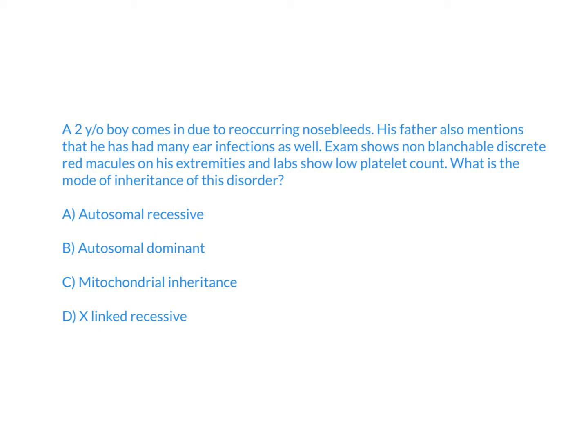A. Autosomal recessive. B. Autosomal dominant. C. Mitochondrial inheritance. D. X-linked recessive. So I'll let you answer the question, and then I'll explain in 5 seconds.